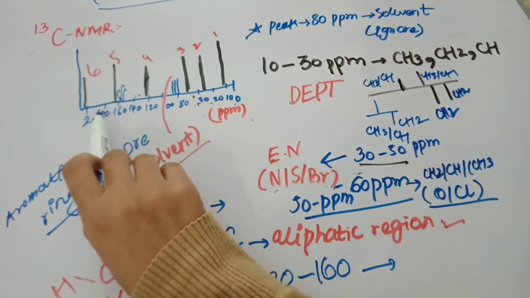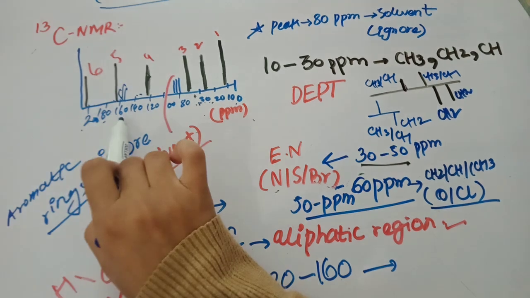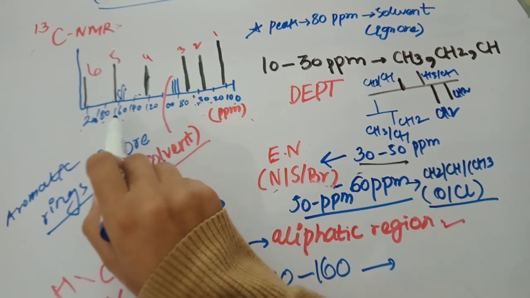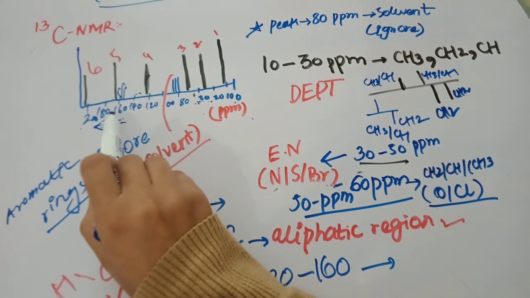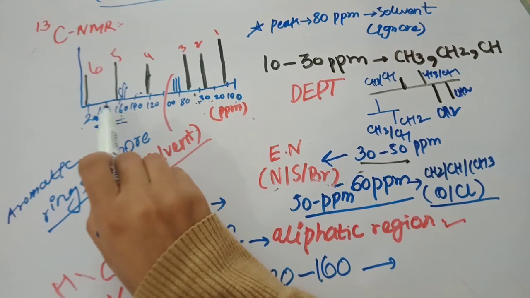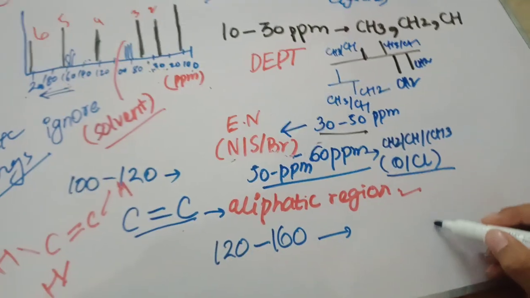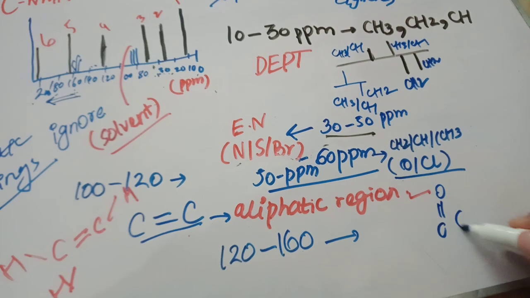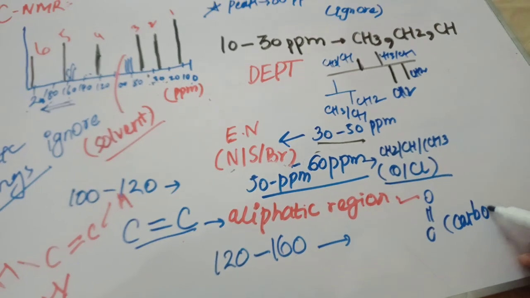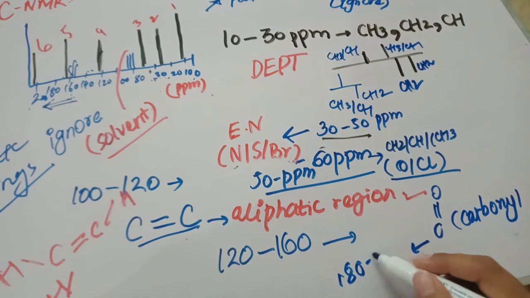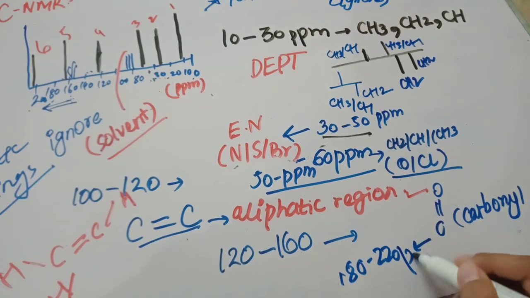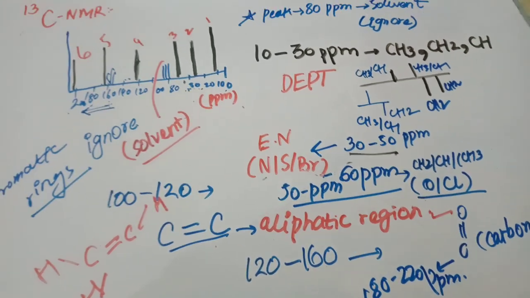And the peak present above 180, or anything above the peaks of the aromatic region, would be of carbonyl. It would be of carbonyl. So it will be present at about 180 to about 220 ppm. It will show us the presence of carbonyl.